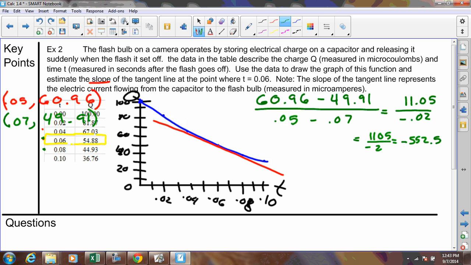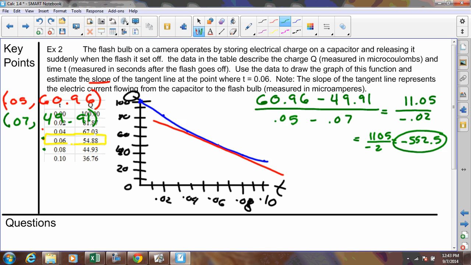We have an estimate for slope. Negative 552.5 microcoulombs per second. But that's still, we have this estimate, but is it the best possible estimate we could have done? Picking pieces like 0.05 and 0.07, yes, they're 100th of a second off in either way, but when we're measuring down to 0.06, that seems to be almost like it would be too far away. Nonetheless, it's the best that we can do.